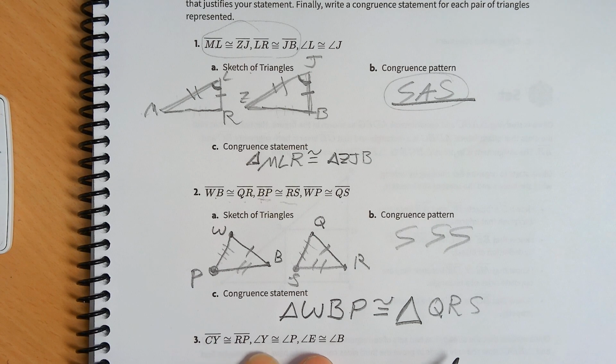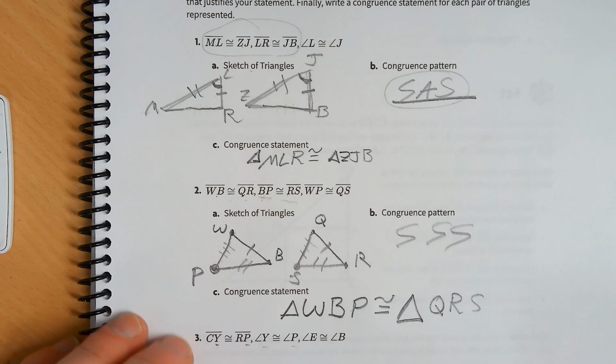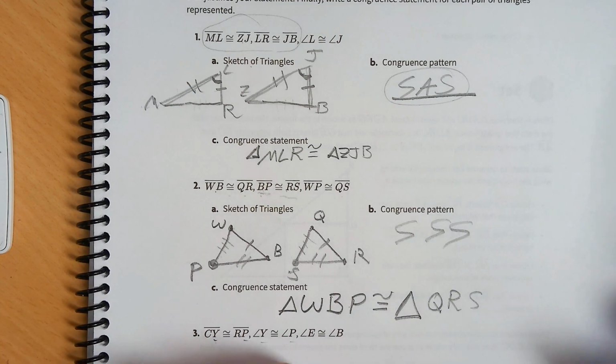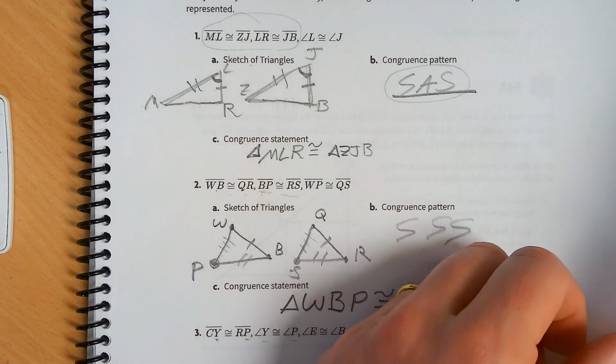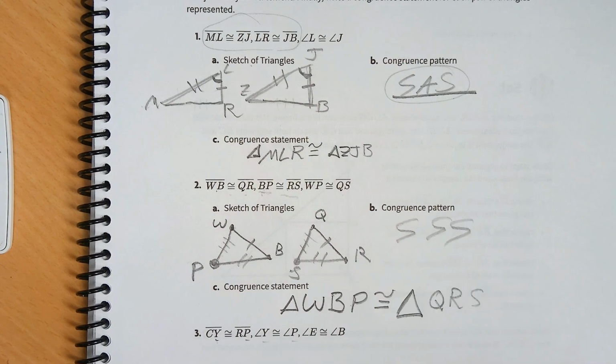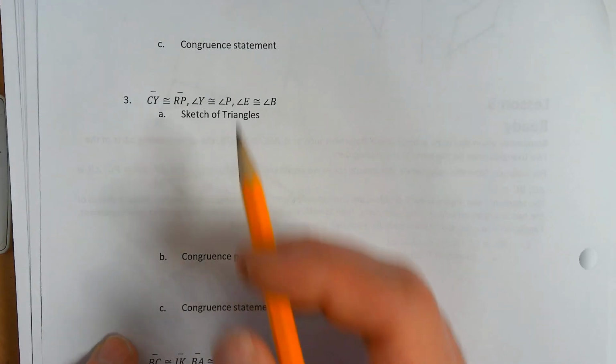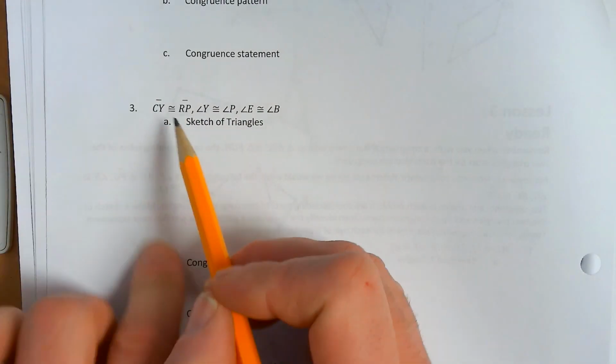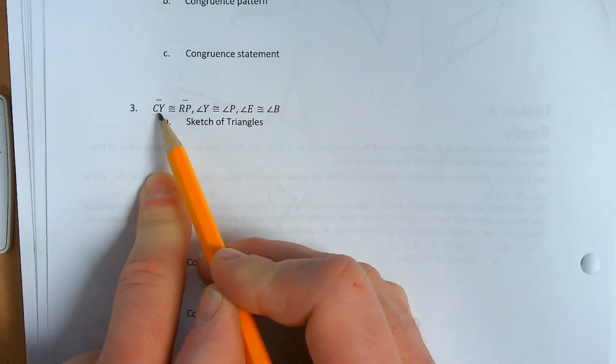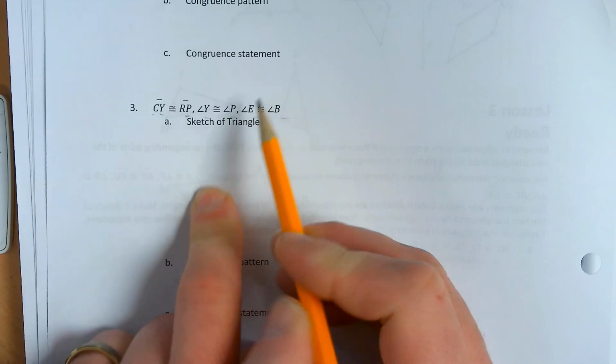CY. But Y is the same as P. Okay, matches up. P, Y, P, Y, P, and there's some EB. This looks like angle side. This continues on the next page, so I will continue with the other packet. So segment CY, YP, YP, EB.